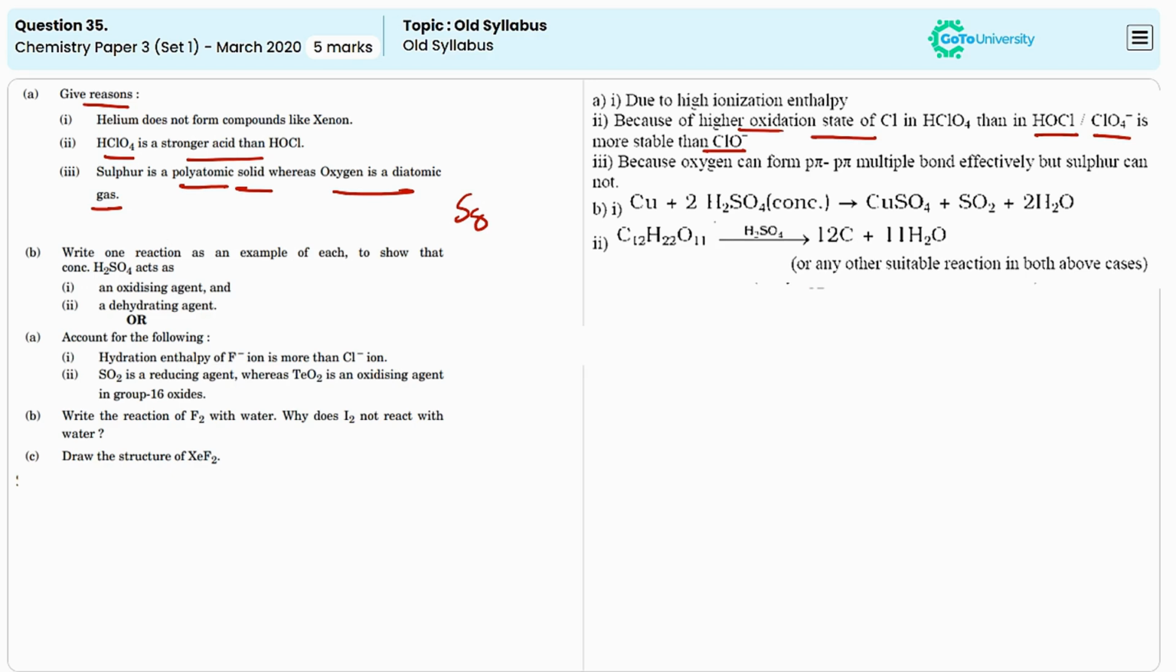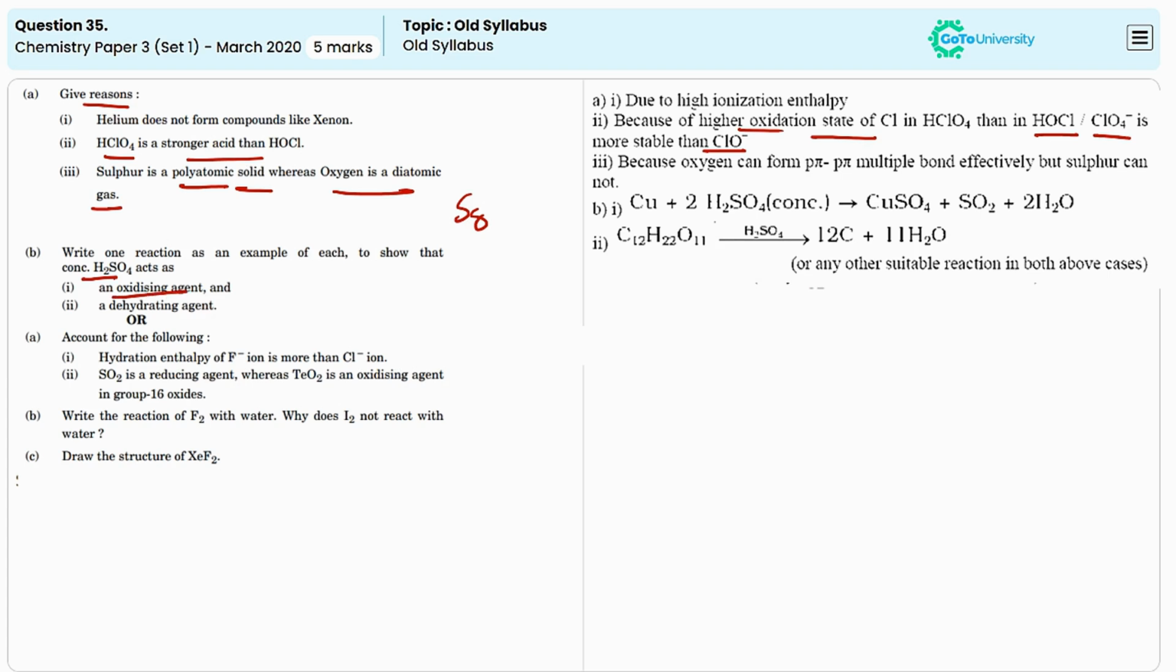The double bond is very stable due to the small size of oxygen and the ability to form effective p-pi overlapping. Because the oxygen molecule is small and has weak intermolecular forces between the molecules, oxygen exists as a gas under standard conditions. In part B of this question, we have to write one reaction as an example in which sulfuric acid is acting as an oxidizing agent.